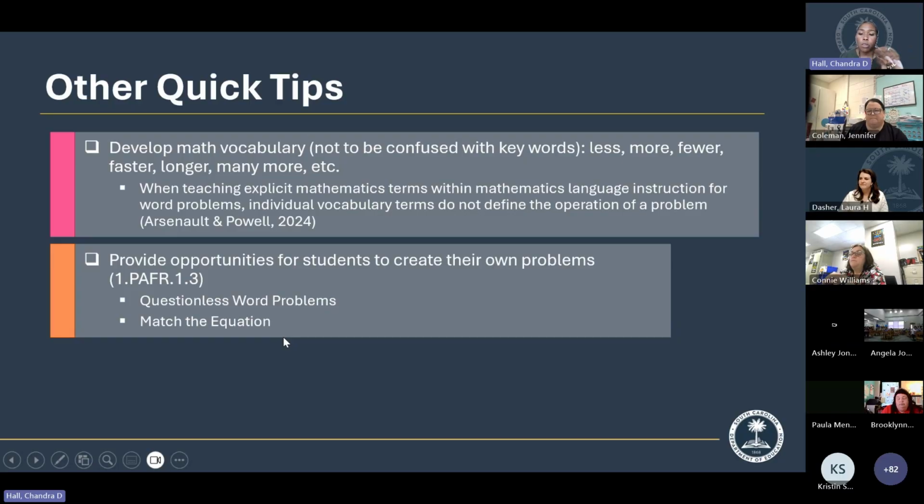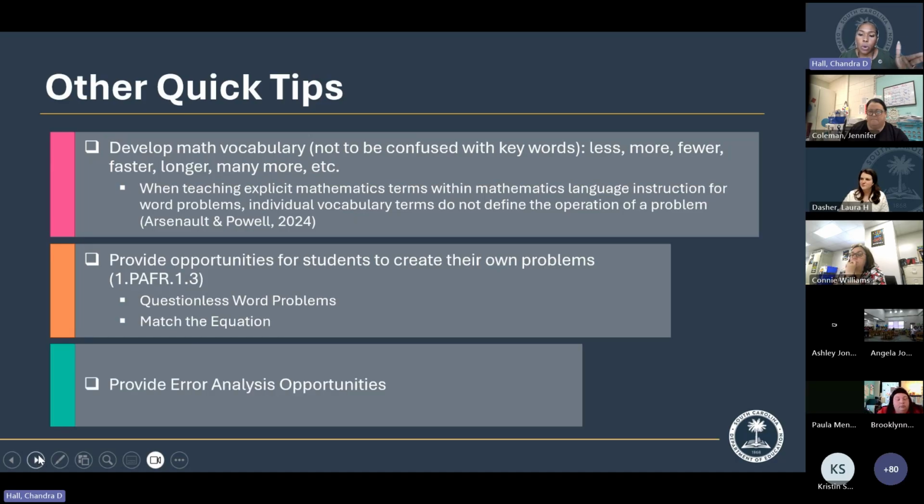Questionless word problems are also another strategy you can use. So you give them the prompt, you leave off the question, y'all make sense of it, and you have students come up with questions that could be asked as a result of the information in the problem. And also matching the equation, where they will match an equation to a word problem or problem situation.